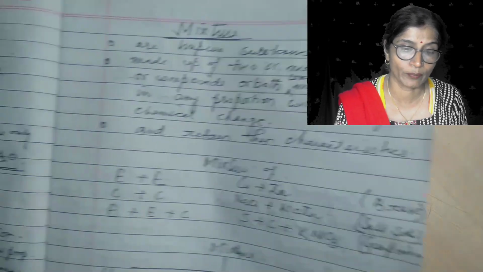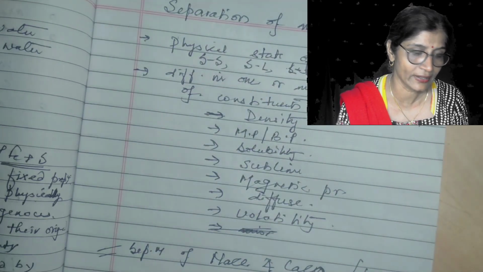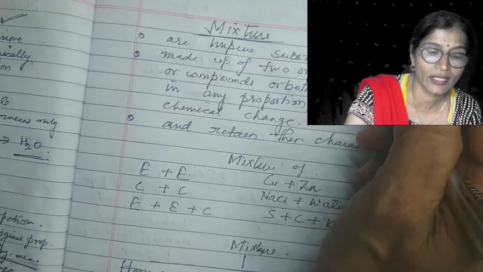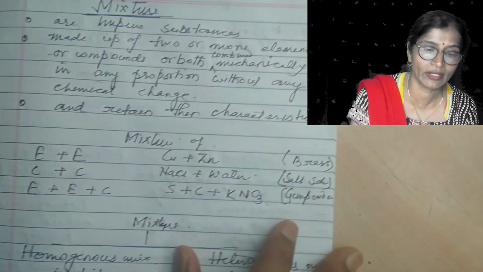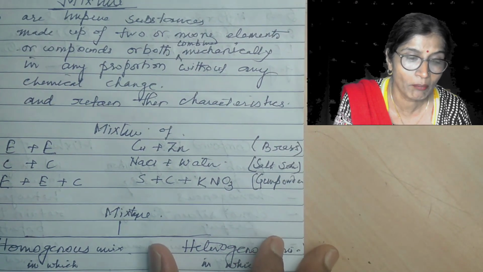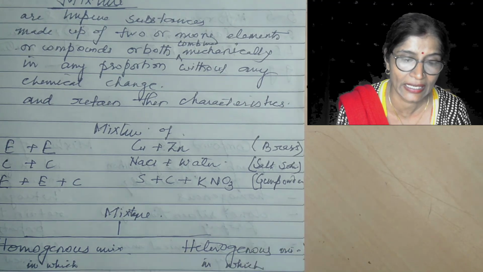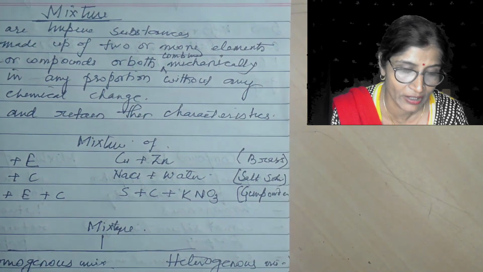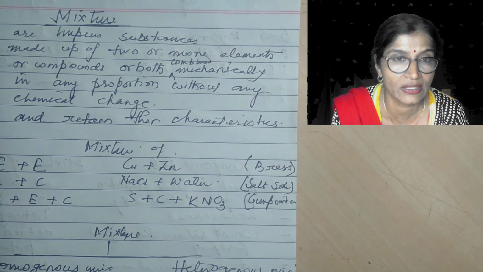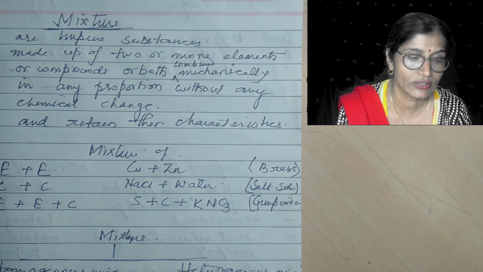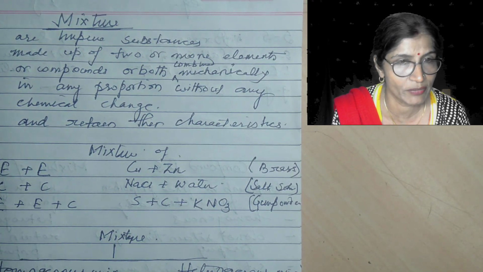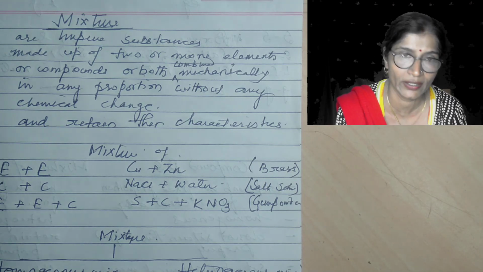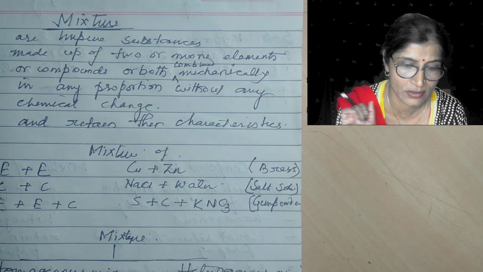So the property or characteristic of air is that it is impure, made up of two or more elements combined physically in any proportion without any chemical change, and the components retain their property. So that is all about the mixture, and air is a mixture, and you can support why air is a mixture by giving all these reasons.